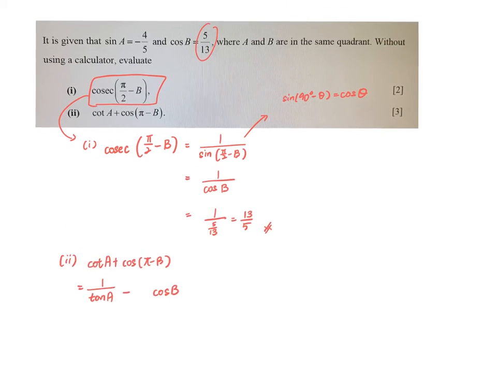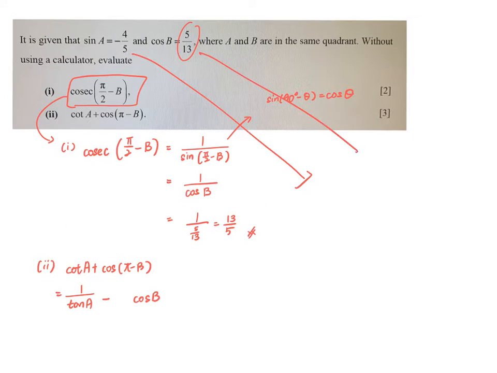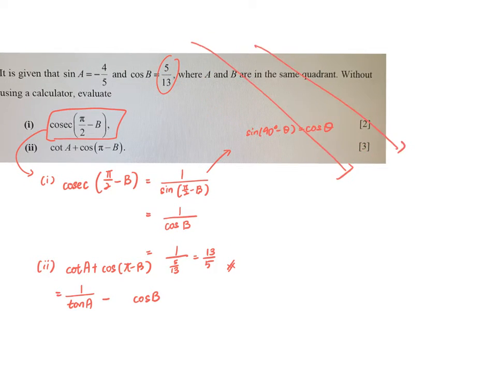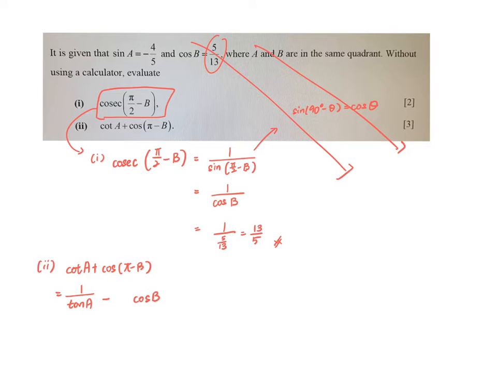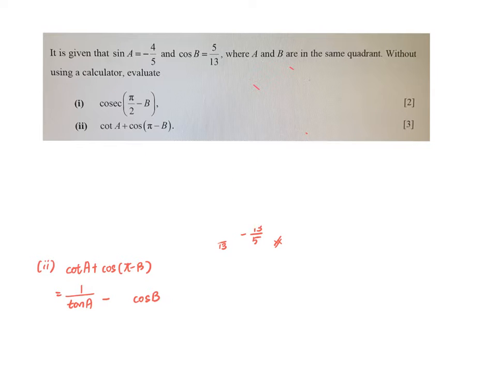So this is where I need to go to my question. You need to draw the diagram and see what it looks like. Because you know that sine A is negative and cosine B is equal to 5 over 13, based on this, which quadrant will it be in? You're right, it has to be in the fourth quadrant. Because sine A is negative, cosine B is positive, and A and B are in the same quadrant, A and B are both inside quadrant 4.